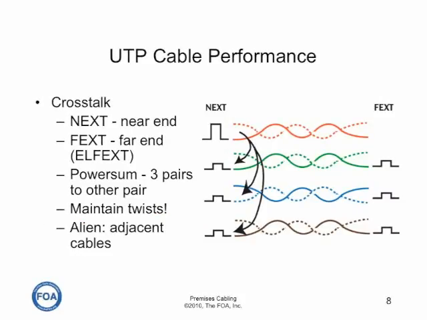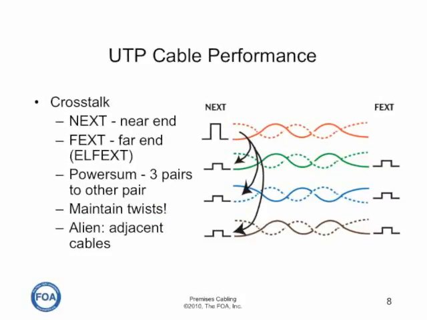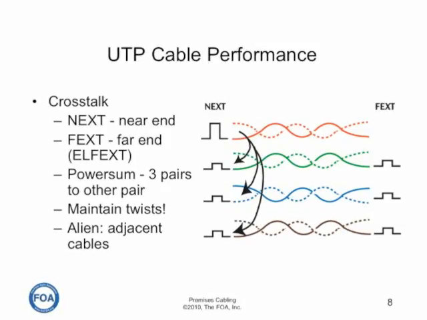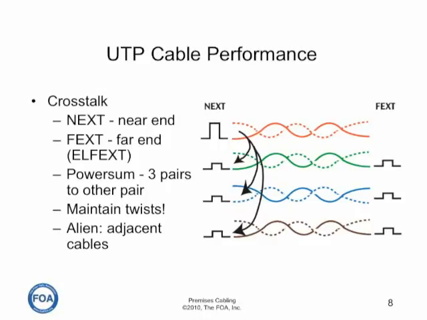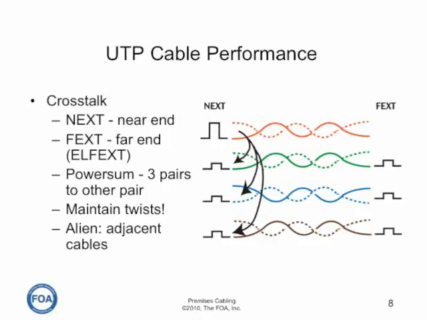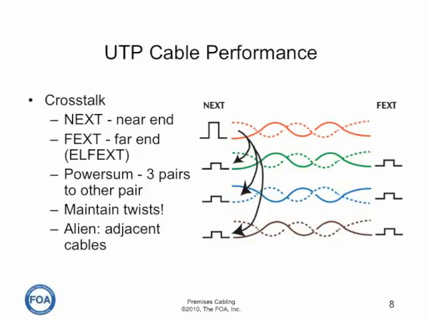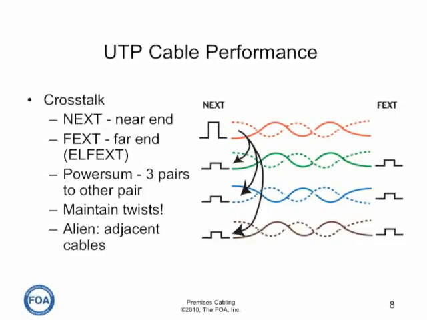Crosstalk refers to the coupling from an active pair transmitting signals to another pair in the cable. It's typically tested as NEXT on the near end and FEXT on the far end, because it's mainly at the connections where crosstalk is a problem.